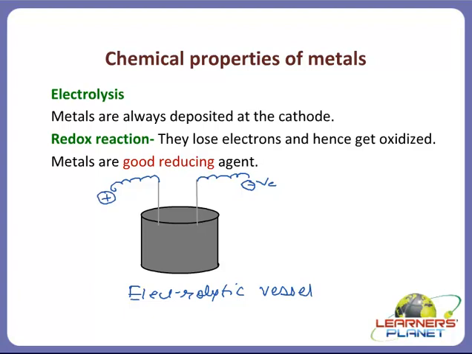Now in this case, the one which is connected to the positive terminal is called what? Anode. Okay, so I'll write it here. Positive electrode is what, children? It is anode. And negative electrode is cathode.